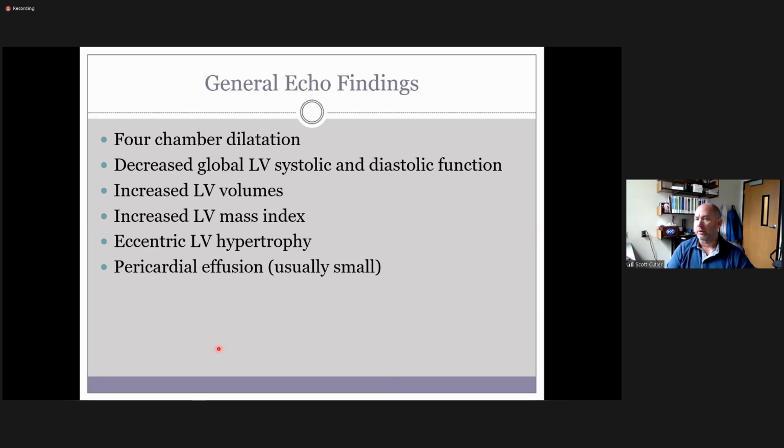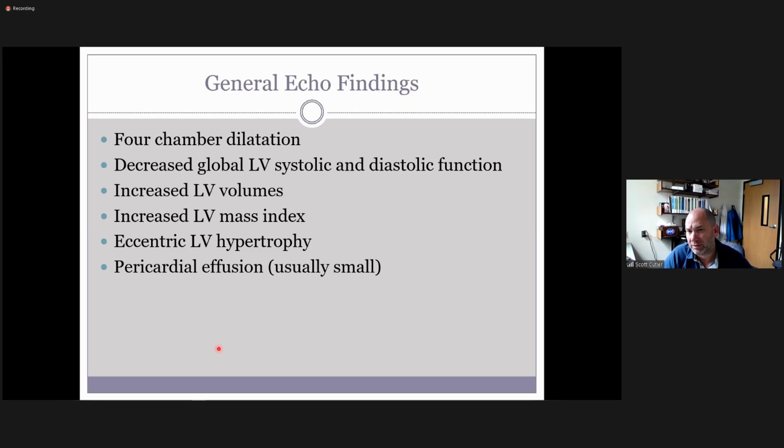Good. All right, so general echo findings: four chambers dilated, decreased global LV systolic and diastolic function, increased volumes, increased mass index, increased LV hypertrophy or eccentric LV hypertrophy, and pericardial effusion is fairly common as well, but it's usually small. So we're going to be looking for pockets of fluid beyond the heart in that cardiac sac, and we have to distinguish those from pulmonary effusions. Again, we'll talk about that in the upcoming chapter.